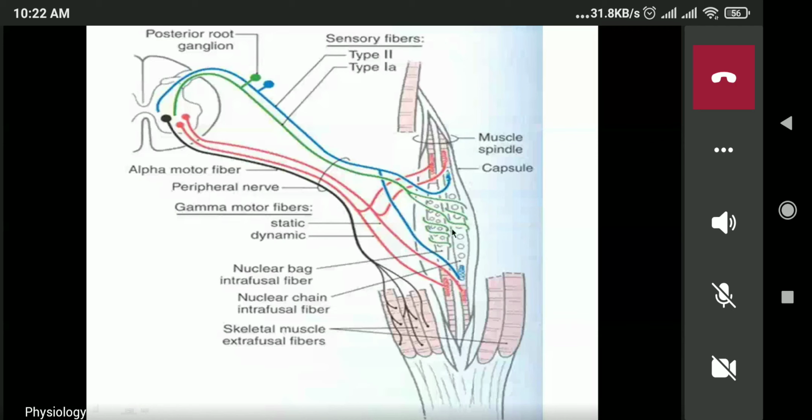When this portion is taut, the sensory fibers take the sensation. This is called the muscle spindle as a whole. The muscle spindle takes the sensory impulse to the center by two types of fibers. You see, one is green, one is blue: type 1A fiber and type 2 fiber. They are sensory fibers. Up to this clear or not?